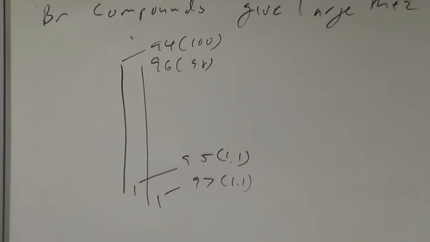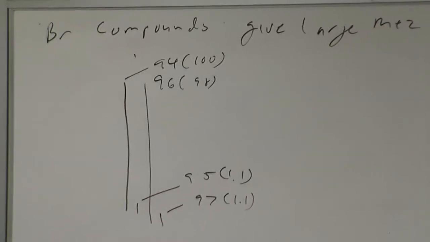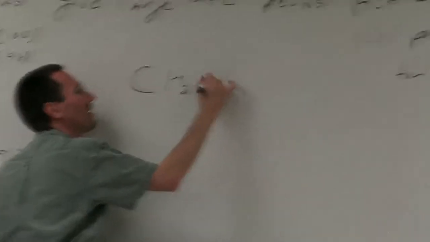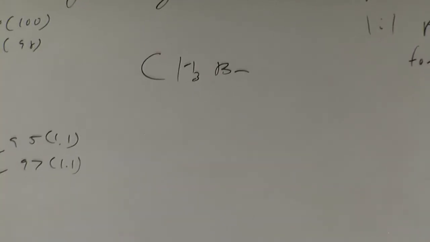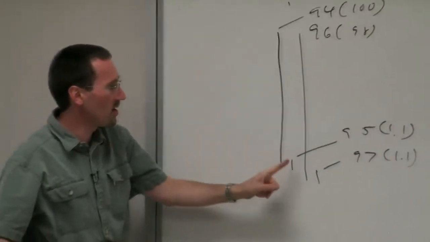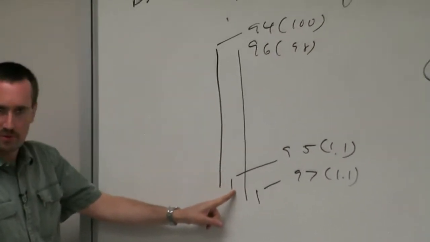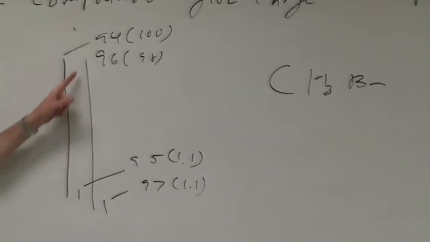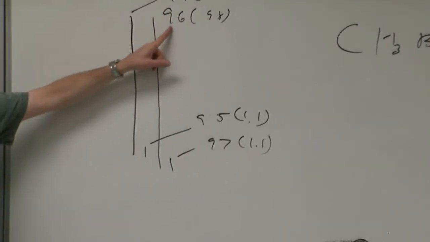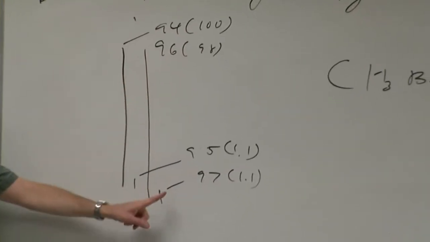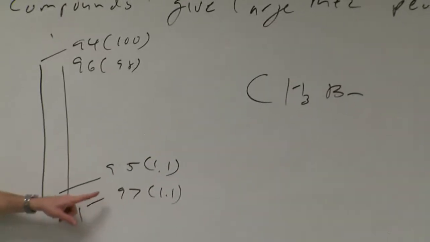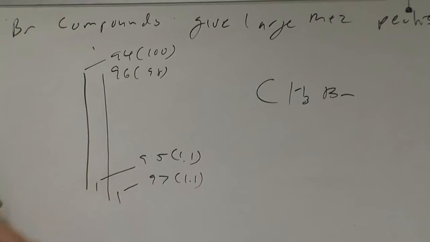Who am I? Methyl bromide. And of course, here is your C12Br79 isotopomer. Here's your C13Br79 isotopomer. Here at 96 is your C12Br81 isotopomer, and here at 97 is your C13Br81 isotopomer.